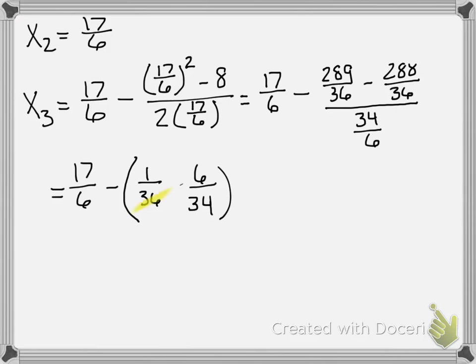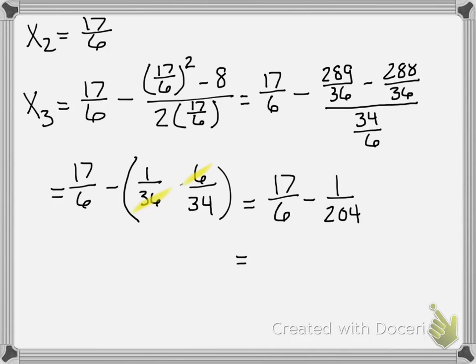And you can notice that 36 and 6 have something in common. The top cancels, leaving a 1, and the 36 is just going to be 6 on the bottom. So that is going to be equal to 17 over 6 minus our 1 over 6 times 34, which is 204.